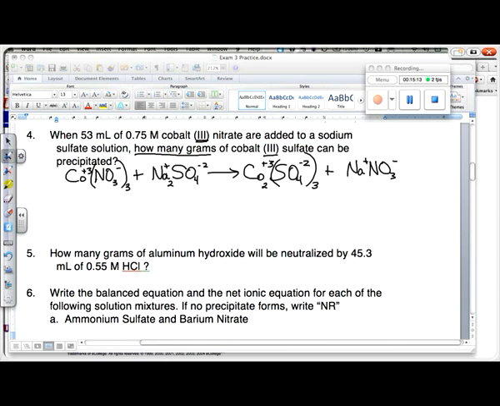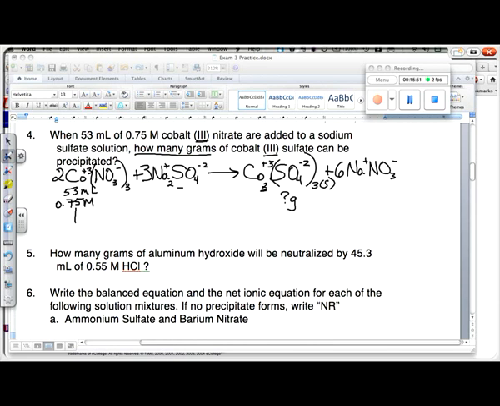All right, we've got 3 nitrates, 2 sodiums, we've got 3 sulfates over here, so let's start with that. 3 here gives me 6 sodiums, so I'm going to put a 6 there. I've got 2 cobalts, so I'm going to have to put a 2 here, which gives me the 6 nitrates. If you have the correct formulas, it'll balance out so easily. All right, so we've got 53 milliliters of the cobalt nitrate, 0.75 molar. And our question is, how many grams of this solid will we precipitate?